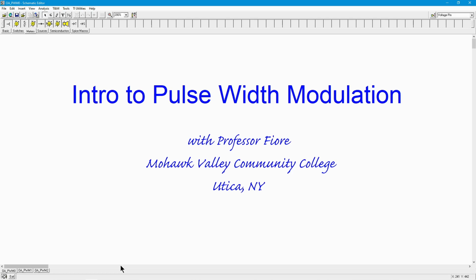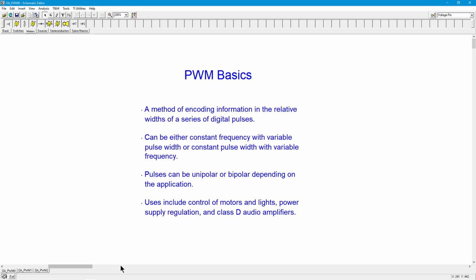Today's topic, Introduction to Pulse Width Modulation. What's the deal with PWM? Well, essentially, like any form of modulation, this is a way of encoding information. In this case, the information is encoded into the width, or relative width might be a better way of describing it, of a series of digital pulses.